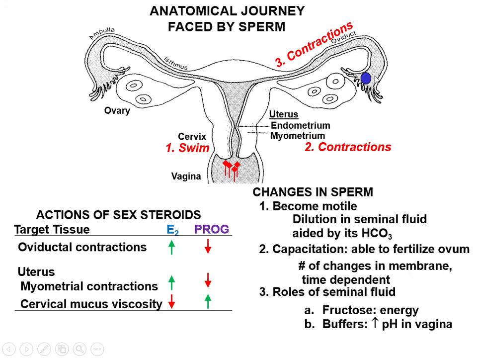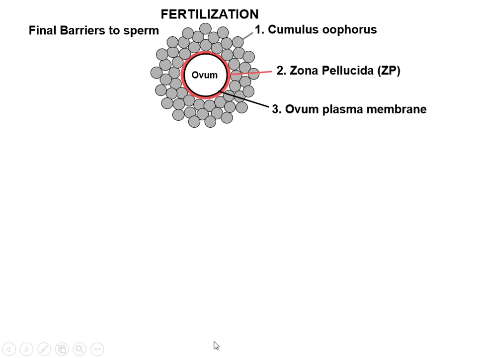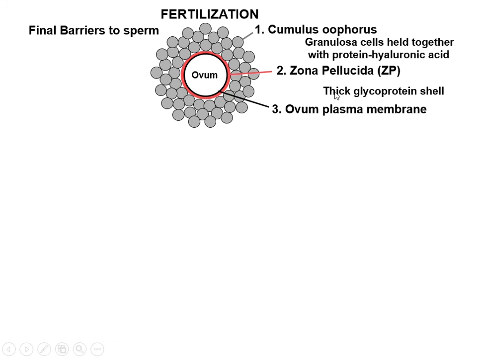Okay, so we've gotten the sperm up to the ovum, but it still has three more barriers to get through. The first of these is the cumulus oophorus, which are just some granulosa cells that have surrounded the ovum during its life in the follicle, and they're released with the ovum at fertilization. Now they're held together by a sticky protein, which is a protein conjugated to hyaluronic acid.